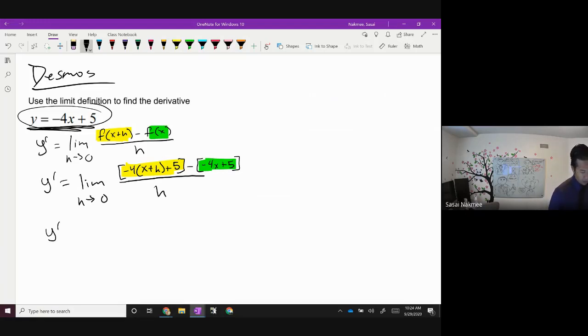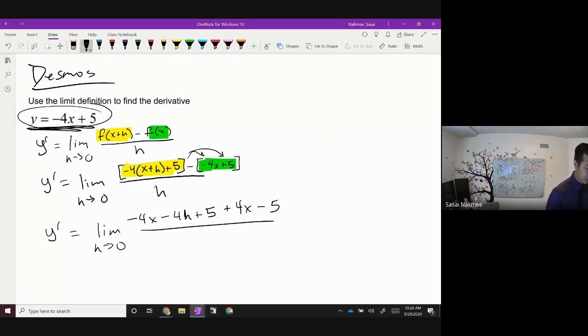Because I can't evaluate it right now, because I have a 0 in the denominator there. So I'm going to do a little bit of algebra here. I have the limit as h approaches 0, and I'm just going to distribute this negative 4 in the top there. When I distribute that negative 4, I'm going to have a negative 4x minus 4h plus 5. Distribute this negative sign as well. This is going to become a plus 4x minus 5, and this is all being divided by h. So all I did was simplify the numerator by distributing. And then I'm going to look for like terms and cancel those out. I have here a plus 4x and a minus 4x, and a plus 5 and a minus 5.